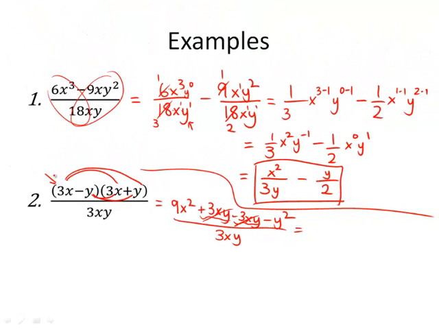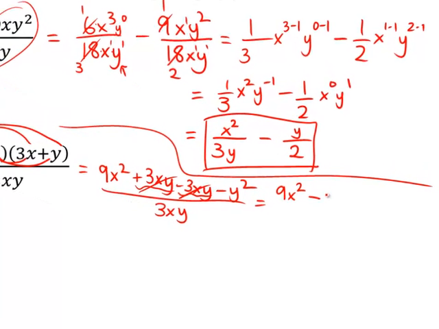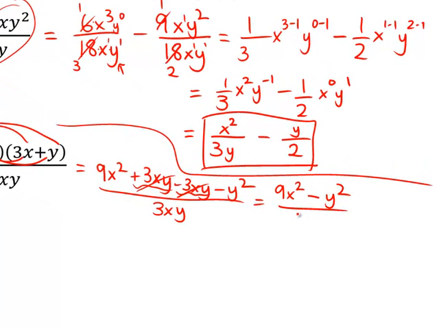Remember, this is actually the difference of squares formula. So if you notice that originally, you could have just skipped that step and said, I know that because I have this first term and last term the same in both brackets, and we have a minus and a plus, I'm going to take my first term squared minus my last term squared. Everything is over 3xy. So now let's simplify that.